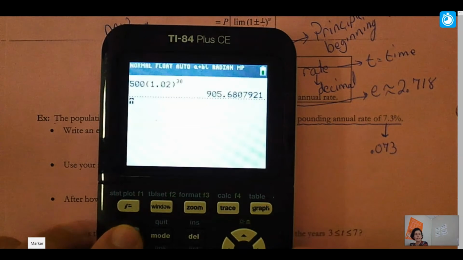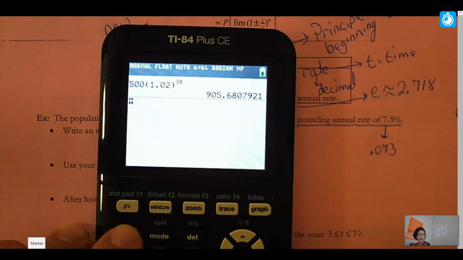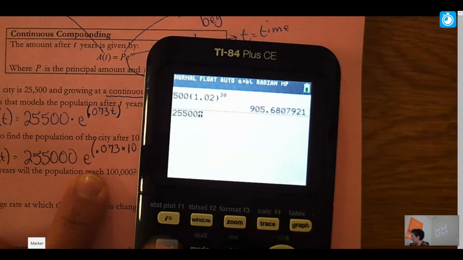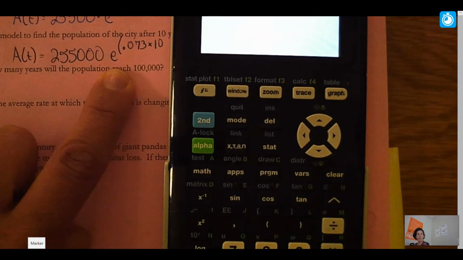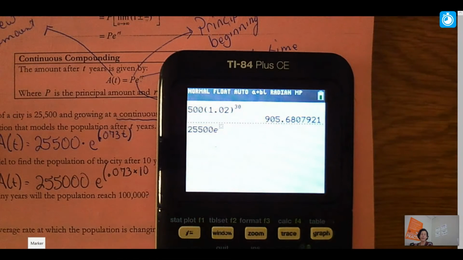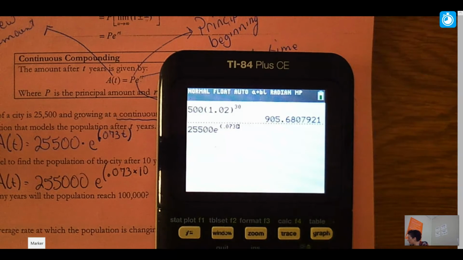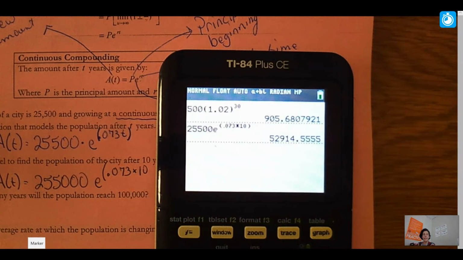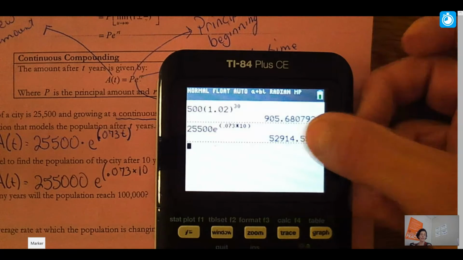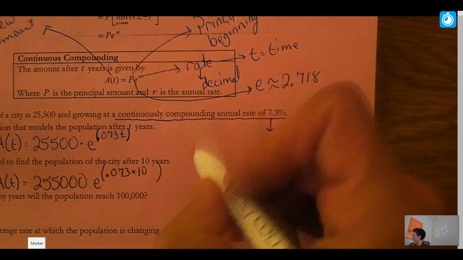All right, let's adjust this a little bit so you can see it. Okay, so here we go. I'm going to type in my 25,500 people. I hit the e, so second, and then the LN button, which is next to the 4, right here, and you're going to see it raises the exponent. Now, if it raises the exponent, I actually don't need to put this in parentheses, but I'm going to do that just to make sure that everyone realizes it should be in parentheses. Times 10, close those parentheses. And this is a population, so I think I'm just going to cut this decimal off, truncate it, and say 52,914 people.